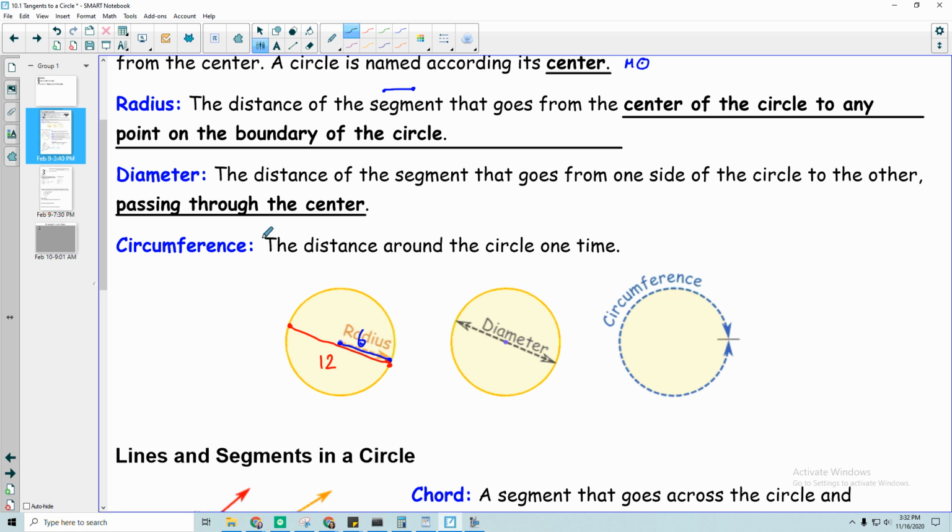And then lastly, our circumference is going to be the distance around the circle one time. So if we pick some spot to start on the boundary of the circle and we go all around the outside of it and then back to that same spot, that distance is the circumference. So it's kind of like if you imagine running on a track. So that point that you start at, and if you do a full lap around the track and come back to where you started, that would be the circumference. Okay, I did a full lap around the circle.